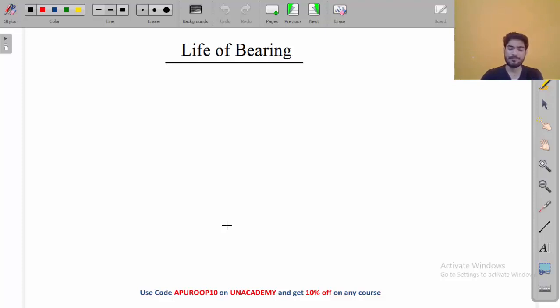Okay, my friend, what is the use of bearing? They are used to support moving elements, rotating elements. So when you are buying a bearing for your shaft, what is the most important thing you will see? You will see that if your shaft is going to rotate for these many revolutions, then the bearing should be able to rotate that many revolutions without failure.